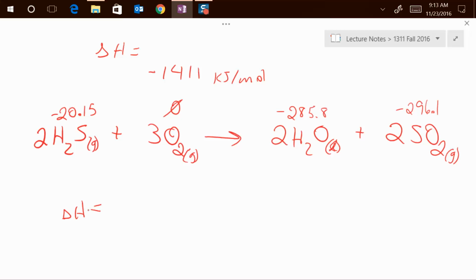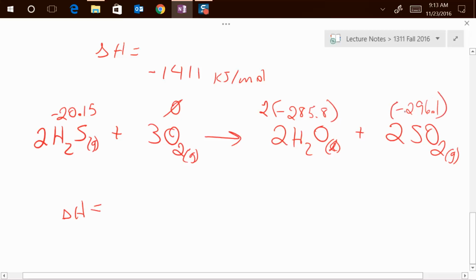1,243. There you go, you got it. Make sure you're multiplying by the coefficients. You're adding, so you're multiplying this by 2. You're multiplying this by 2. You're adding those together for this side. And then you're going to subtract 20.15 times 2 from it.